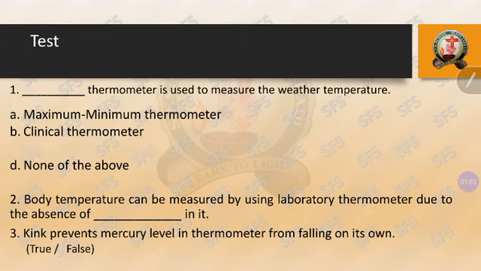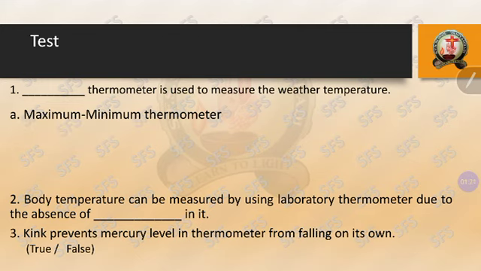What could be the answer? Is it option C? No. Is it option D? No. So here 2 choices are left for you now: maximum minimum thermometer and clinical thermometer. So what could it be to measure weather? It is obviously not the clinical thermometer, it is actually the maximum minimum thermometer.